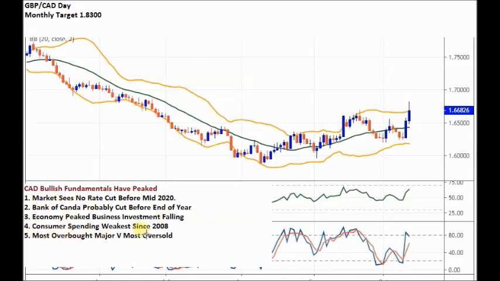They're also very aware that consumer spending is the weakest in Canada since 2008, and consumer spending is a major part of Canadian GDP. So obviously a cut would help the consumer. From our perspective, it's the most overbought major of all, not just on GBP, but in terms of other currencies as well, which I'll cover in a separate video. And despite the GBP moving up, it's still the most oversold major over the last year. So it has been a nice move up, but we finished off the highs.